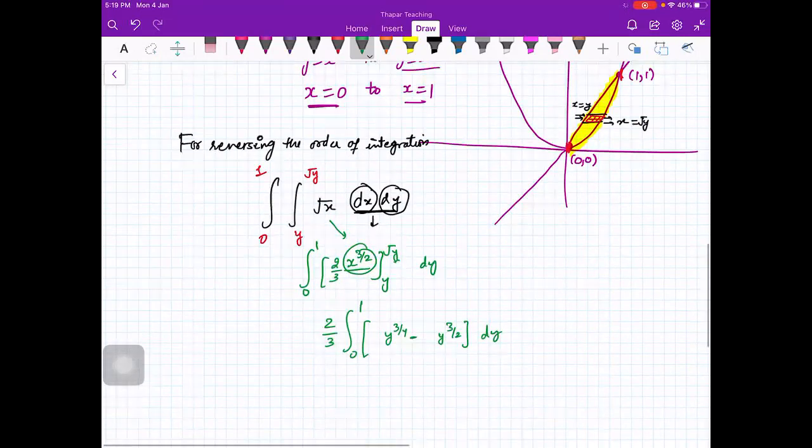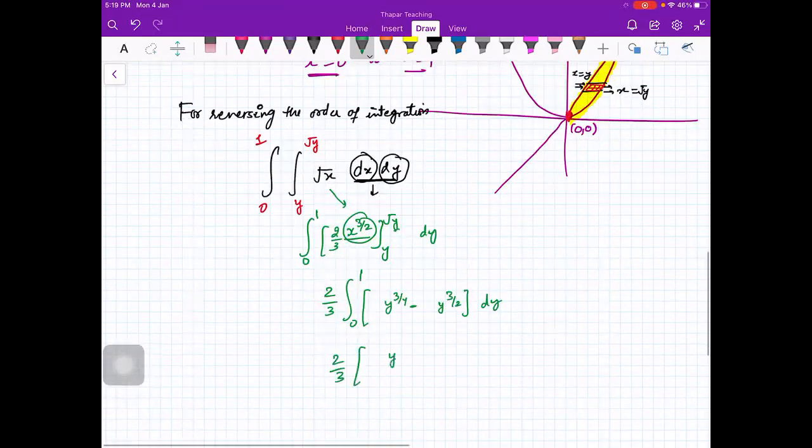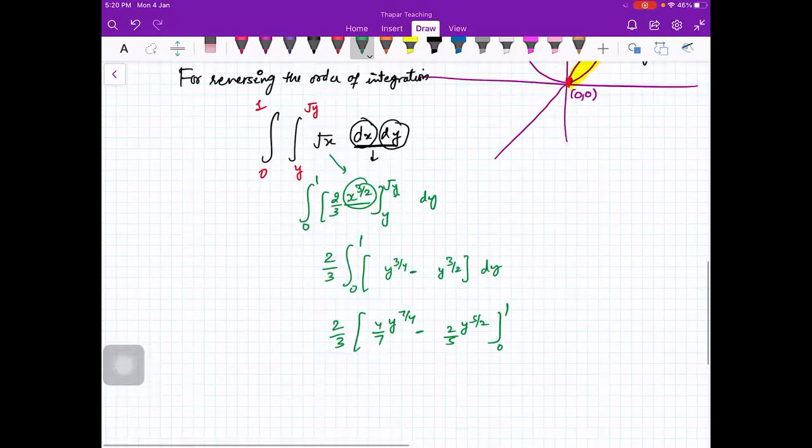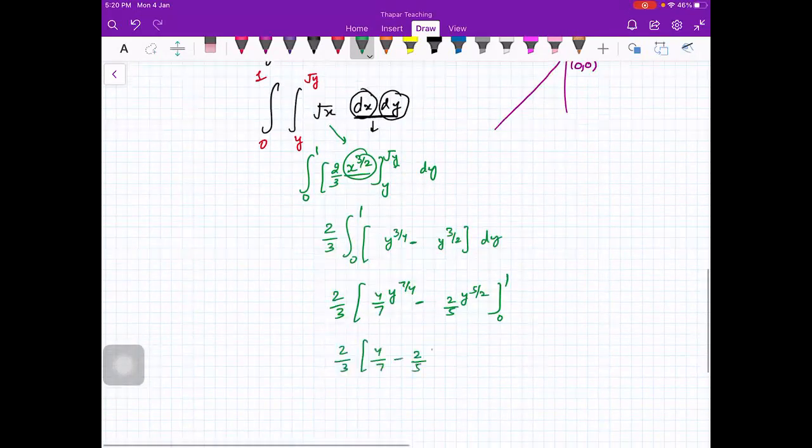So this is 2 by 3. You integrate y raised to power 7 by 4 into 4 by 7 minus y raised to power 5 by 2 into 2 by 5, 0 to 1. So this is 2 by 3, 4 by 7 minus 2 by 5. So this is 2 by 3 into 6 by 35. So this is 4 by 35. This is your answer.